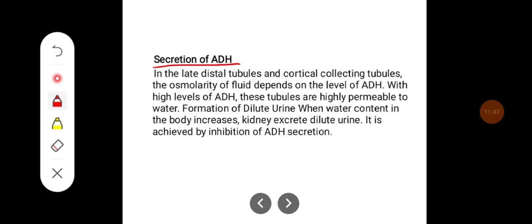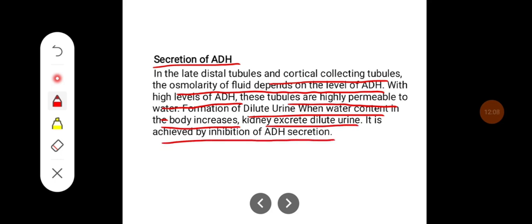Secretion of ADH. In the late distal tubule and cortical collecting tubules, the osmolality of the fluid depends on the level of ADH. With high levels of ADH, these tubules are highly permeable to water. Formation of dilute urine. When water content in the body increases, the kidney excretes dilute urine, and this is achieved by inhibition of ADH secretion.